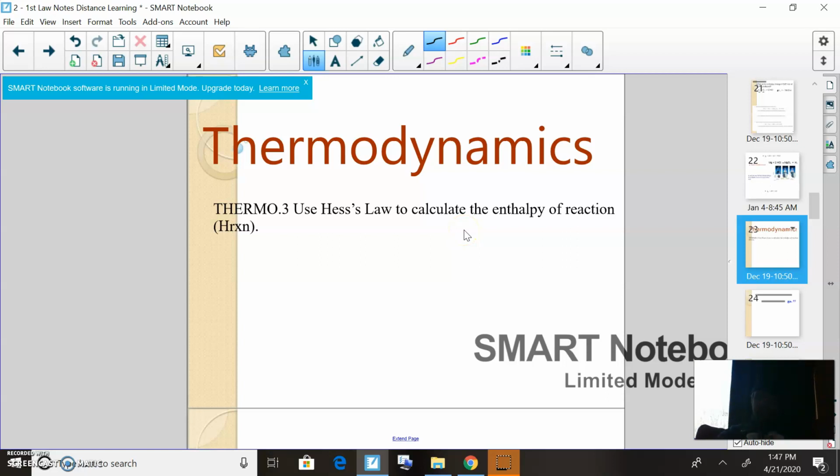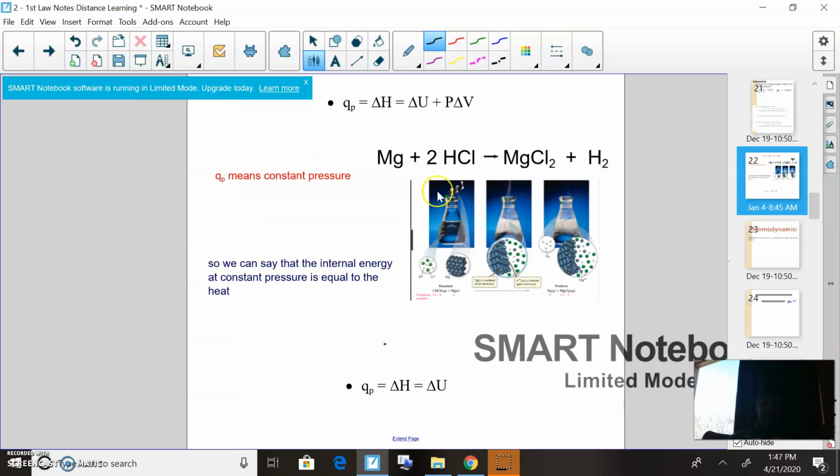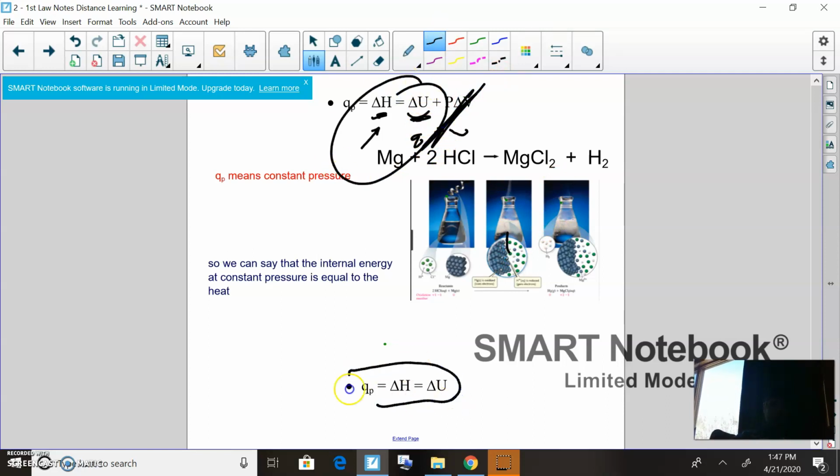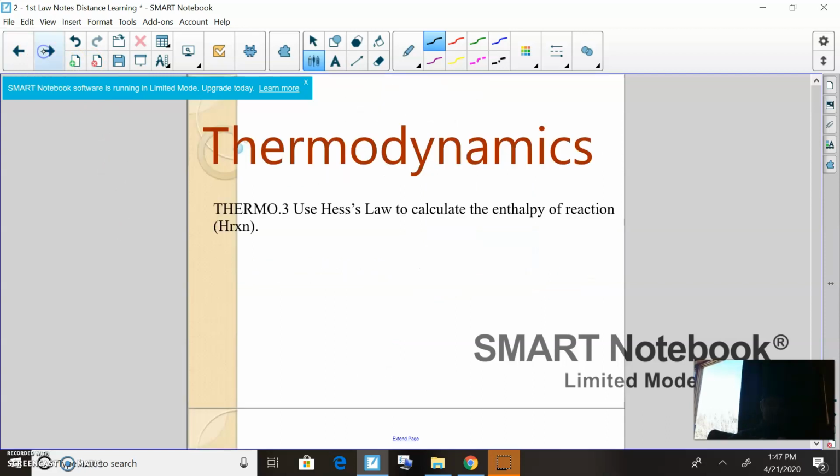Use Hess's law to calculate the enthalpy of a reaction. We started talking about what heat is, and here's a review. Here's a chemical reaction, and we said H is enthalpy, which is equal to the internal energy, which is Q plus W, where W is work. But since we have an open system, that is negated. So the enthalpy is equal to the heat. That's the gist, and there are a lot of ways to calculate it. Hess's law is just a way for us to do it.